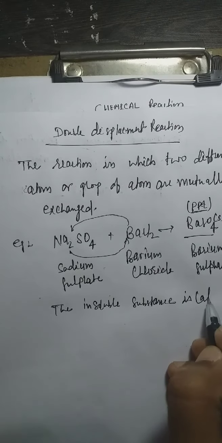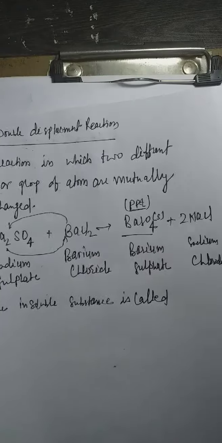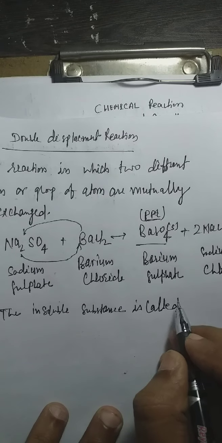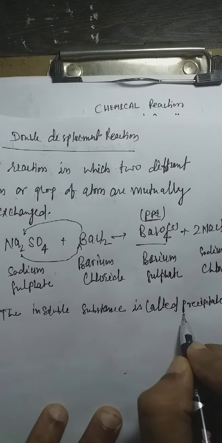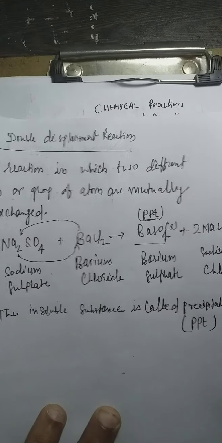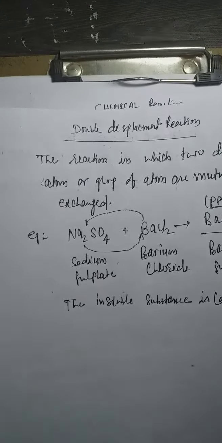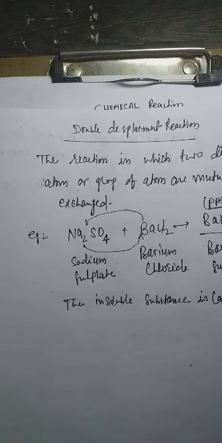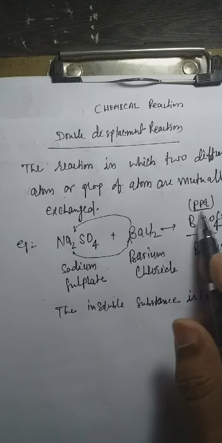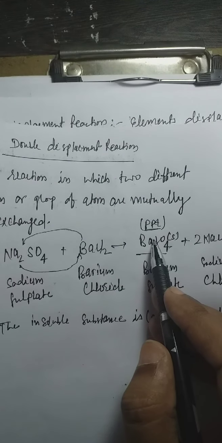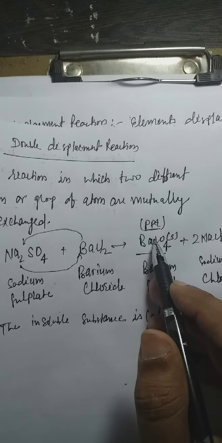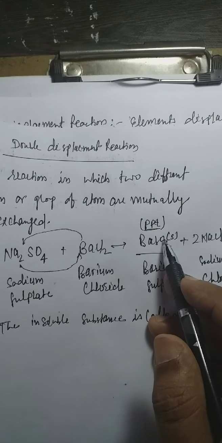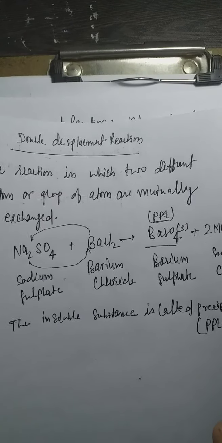is called a precipitate, or we may write it in short form PPT. So memorize, somewhere it is written as PPT. It means an insoluble substance which is not dissolved, like the barium sulfate that is formed. It is correct, but the thing is that this barium sulfate is not completely dissolved. So this substance, its color is white, and in this reaction it is not 100% dissolved, so it forms PPT, a precipitate.